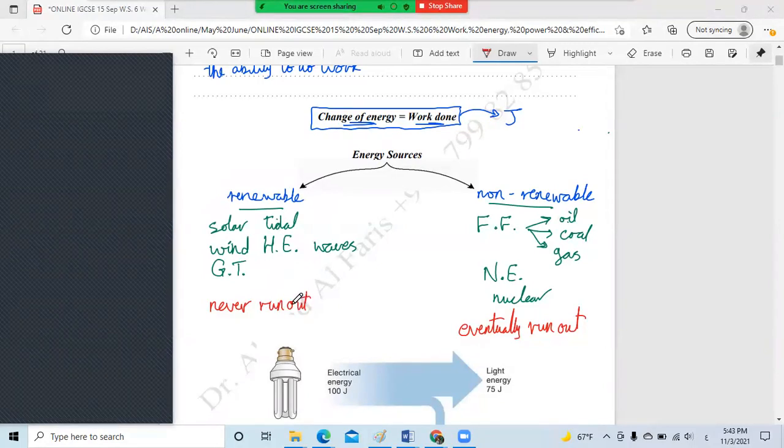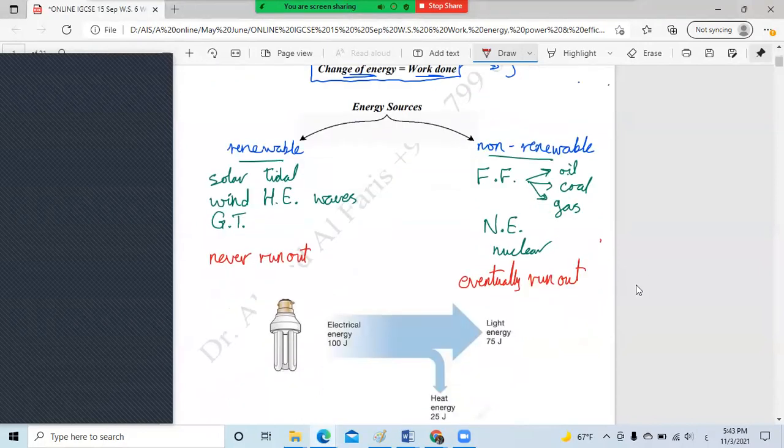The most important source of energy on Earth is what? The renewable energy source is the sun, except for geothermal. But the non-renewable ones are limited. We have fossil fuel and nuclear energy, and eventually they will run out during human life, maybe after 20, 30, 100 years. All of these non-renewable energy sources will eventually run out.